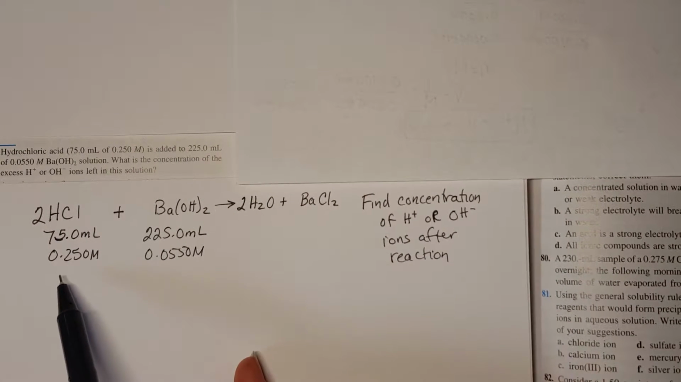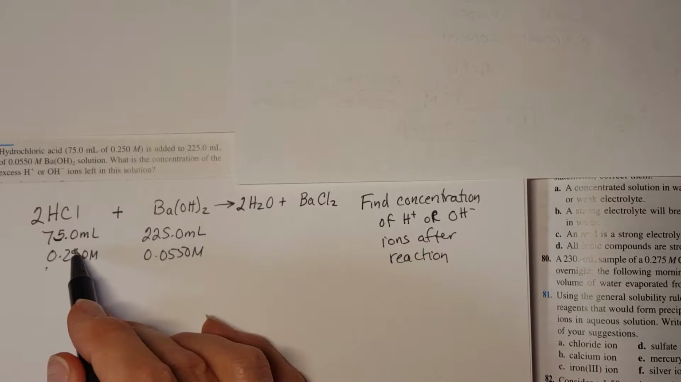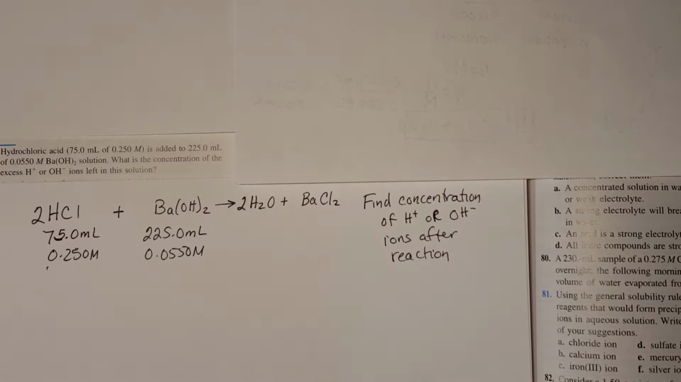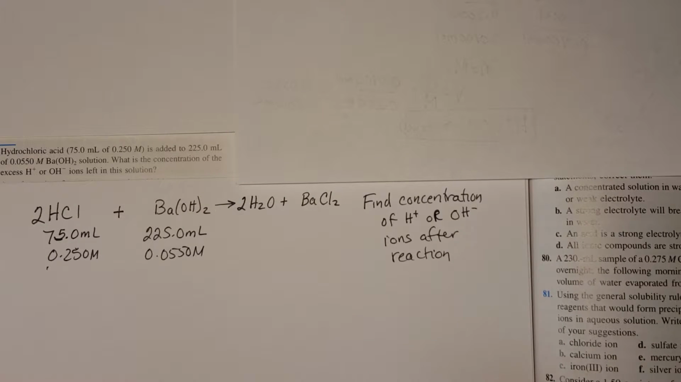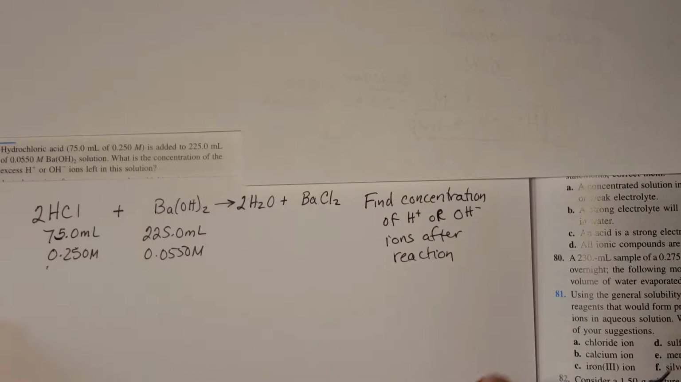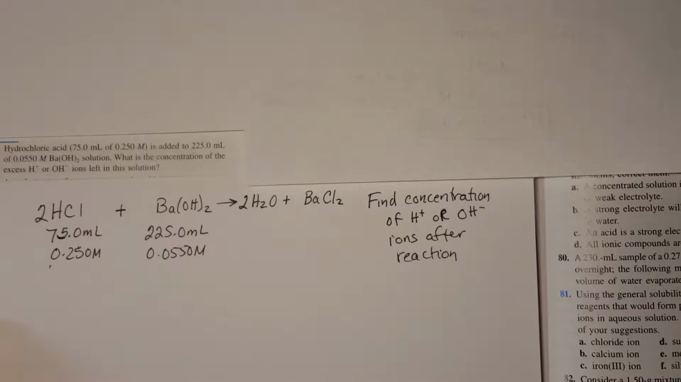Now, this is a limiting reactant problem. You're given the quantities of both reactants, so we're going to have to do the stoichiometry twice and see what we run out of. Then we can determine how much excess of the ions we have. This is just like the excess concentration that we've been doing in class, even when it's not neutralization, when it's just a precipitate reaction. So the first thing to do is to find out the number of moles.